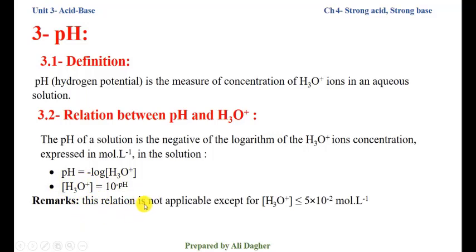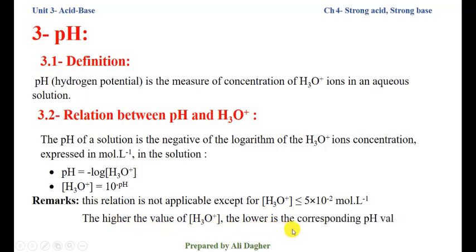Remarks: this relation is applied only for concentration of H3O+ less than or equal to 5×10^-2 mole per liter, that means for dilute solutions. The higher the value of H3O+ concentration, the lower is the corresponding pH value. The concentration of H3O+ and pH vary inversely. That means when the concentration of H3O+ increases, the pH decreases, and vice versa. When the concentration of H3O+ decreases, pH increases.